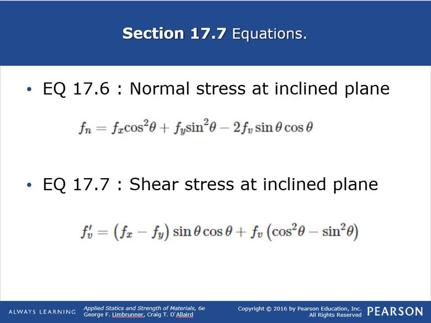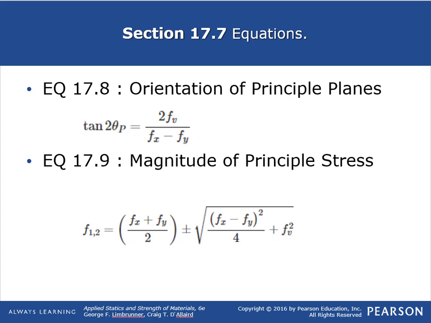Okay, here's equation 17.6. That's the normal stress at an inclined plane. Again, derived from those free body diagrams. And then equation 17.7, here is the shear stress at the inclined plane. 17.8, what is the orientation of the principal planes? We're going to talk about this in detail here. And then what is the magnitude of the principal stresses? Okay, there's always a min and the max principal stresses.